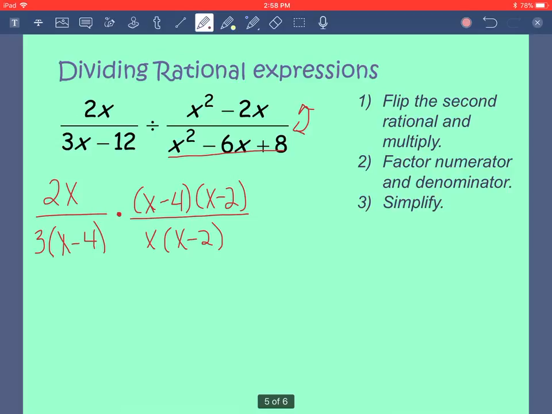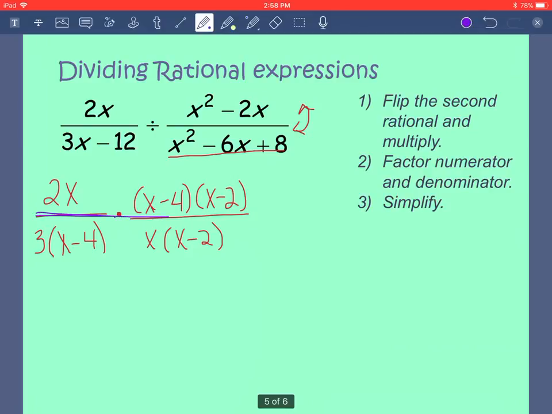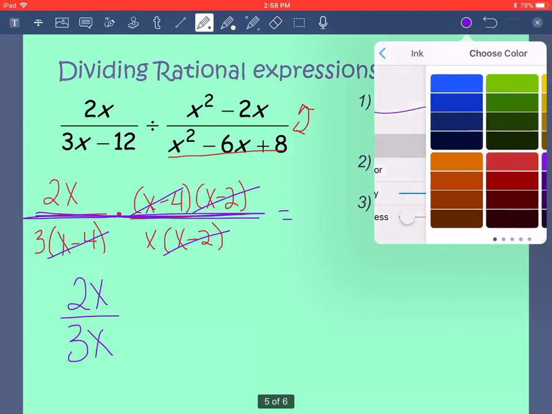Now that it's a big multiplication problem, I can just extend my line across, and I'm looking for identical factors in the top and the bottom. Well, I've got an x minus 4 in the top and the bottom. I've got an x minus 2 in the top and the bottom. And if I'm multiplying straight across, I've got 2x over 3x. These are not being added or subtracted. It's all multiplication, so I can actually simplify out the x's.